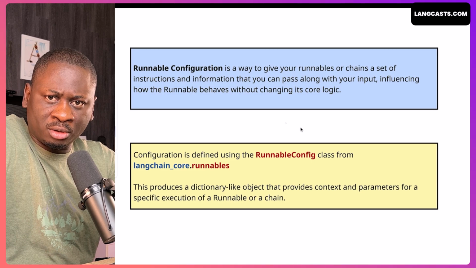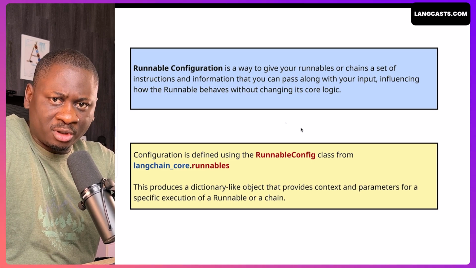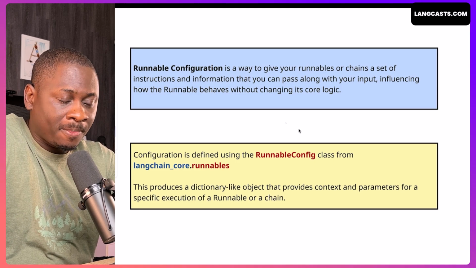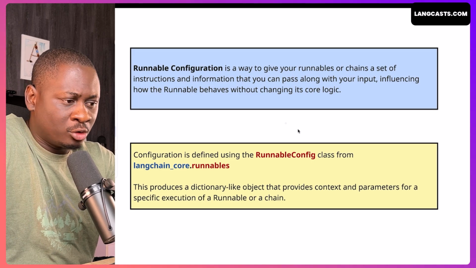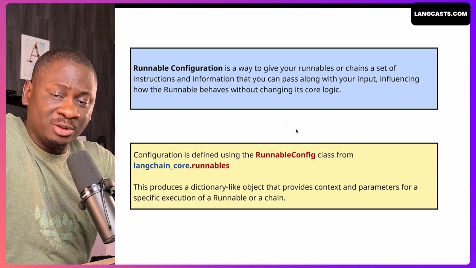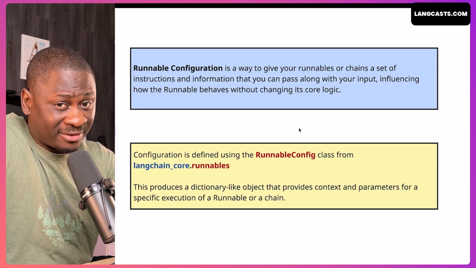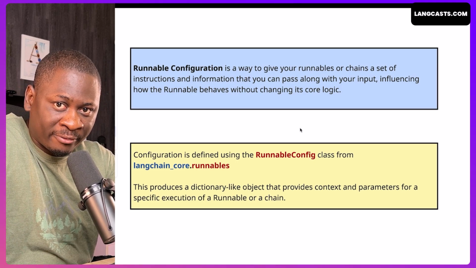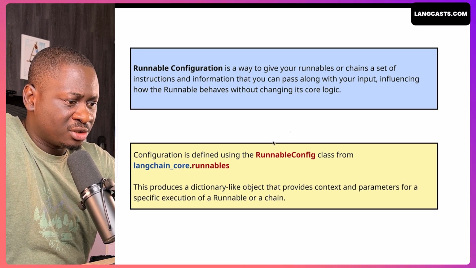There was a time we also saw tags. We tried to output tags, even though we got no tags. So you can tag your runnables, or your chains, which are also runnables. You can add metadata and stuff. So you can add information and you can influence the way the runnable runs without affecting its core logic, without affecting the definition of the whole workflow. So that's basically what runnable configuration is all about.